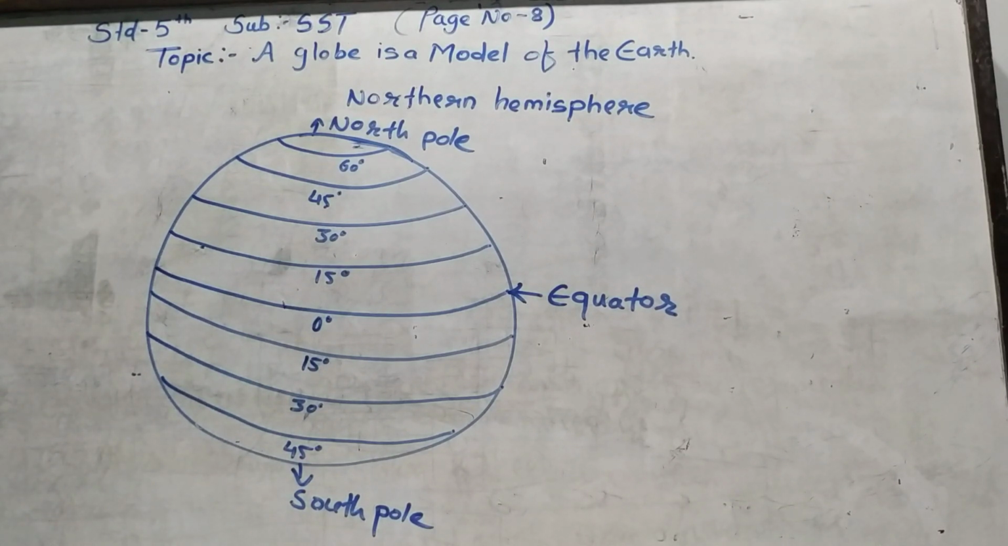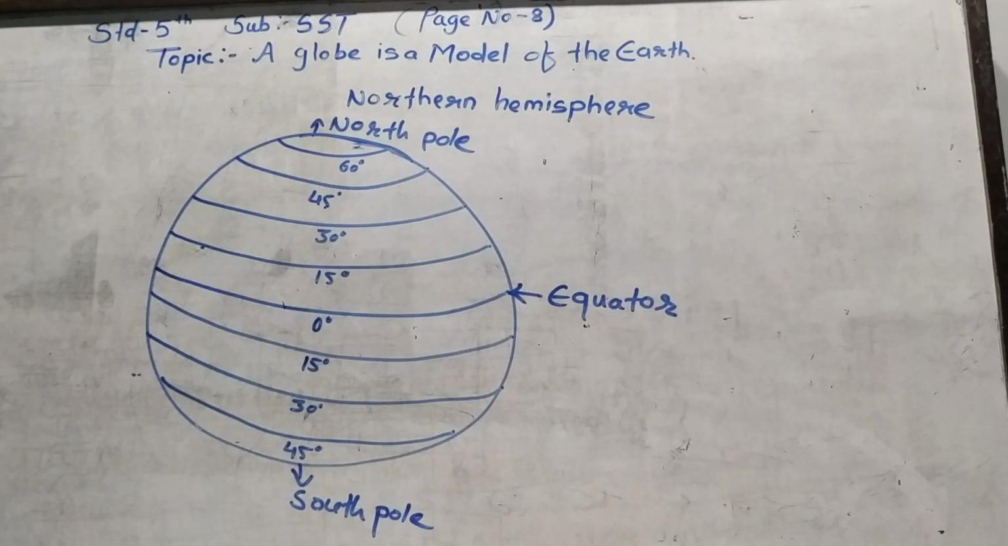Now let's see the next one, lines of latitude. There are many other lines that are drawn parallel to the equator. These are called lines of latitude or parallels of latitude. The size of these lines goes on decreasing as we go away from the equator towards the poles. The equator, which is 0 degree latitude, is the biggest latitude. Some other important latitudes on the globe have been given special names.